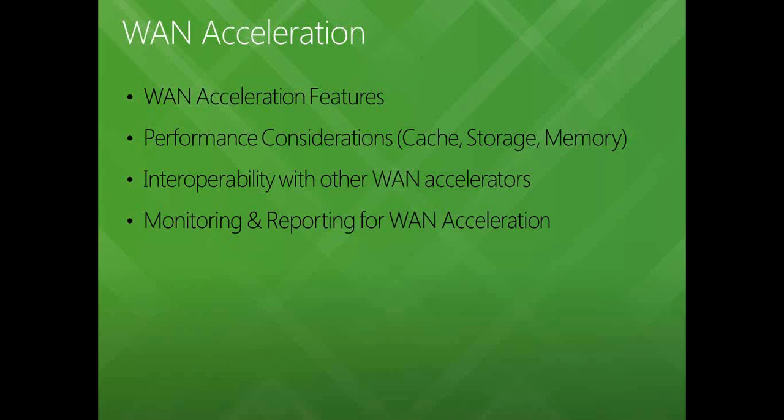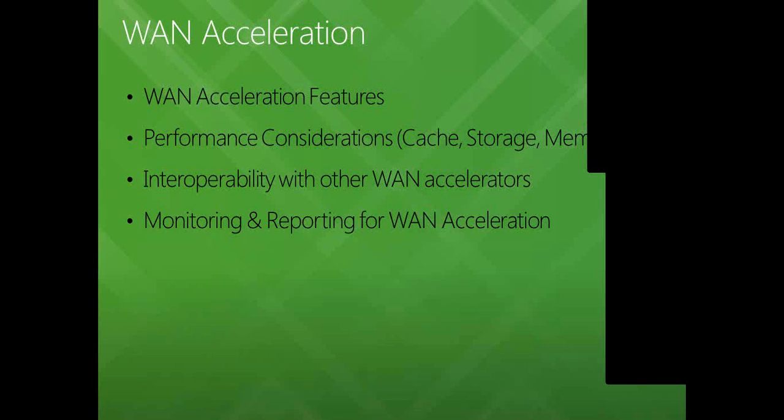Now, technically what happens is WAN acceleration adds a new layer in the backup infrastructure, sitting between my Veeam transport service on the source backup repository and the Veeam transport service which is running on my backup target repository.